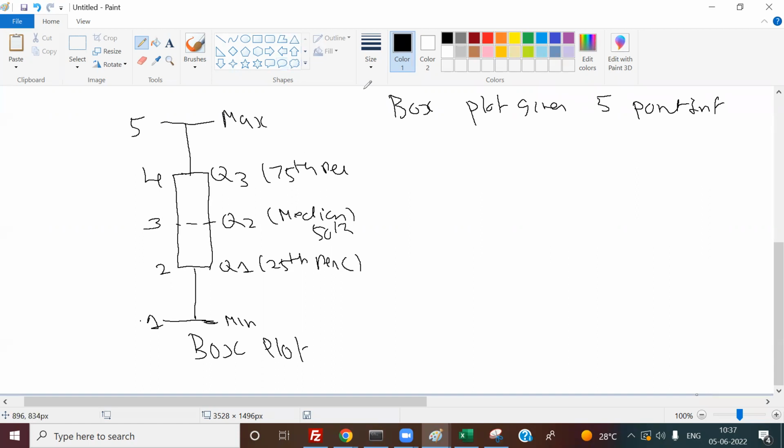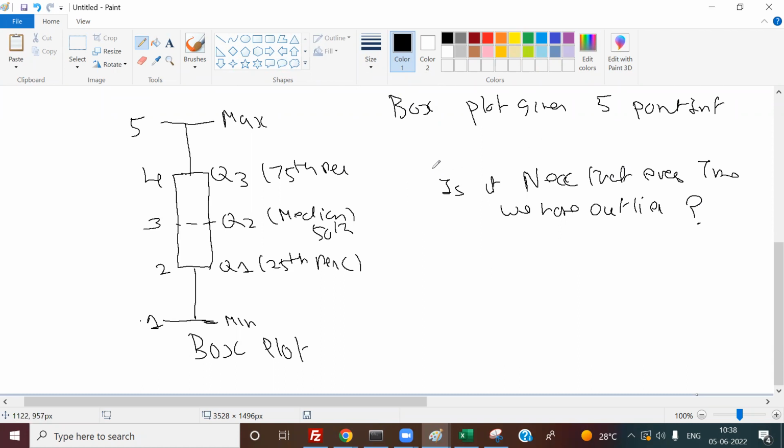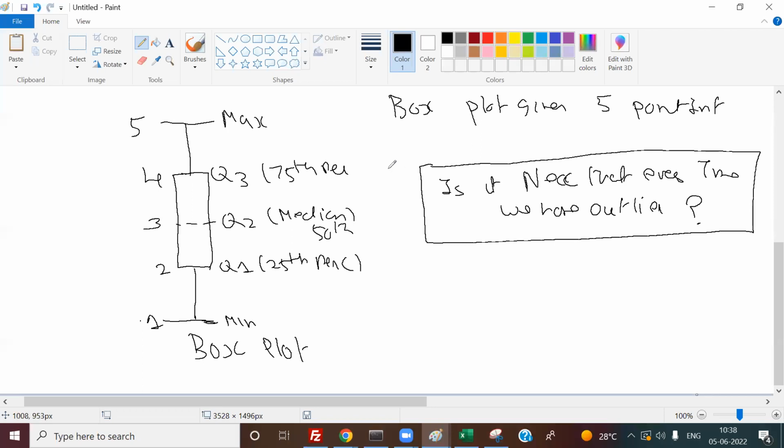So basically what I wanted to ask is, it's not necessary that every distribution may have outlier. Is it necessary that every time we have outlier? Batao. Yes, no, maybe. Yes. So every time we would be having outlier. So that is your assumption.